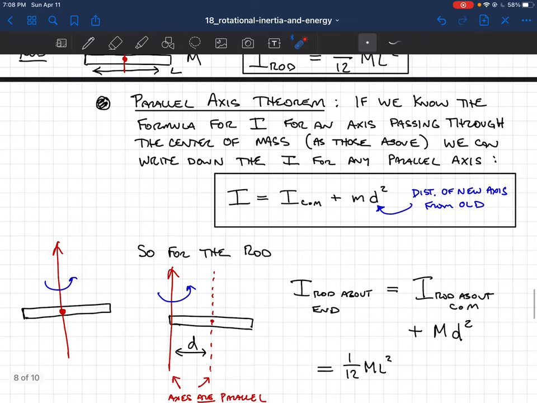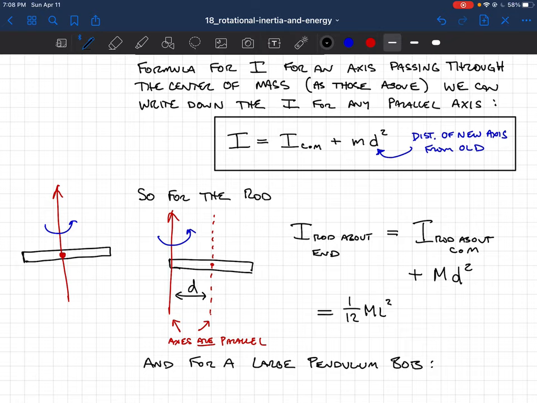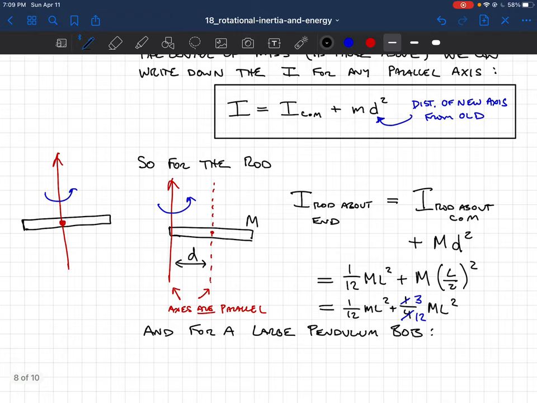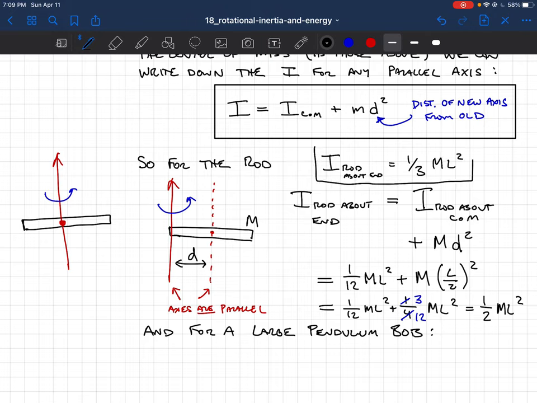That was what we found right here for the rod. But we didn't find it, I just wrote it down. And then we add to it m, the total mass of the rod, times d squared, which is l over 2 squared. So what is that? Well, we have 1/12 ml squared, and then we get ml squared divided by 4, 1/4 ml squared. I can make a common denominator if I just multiply this by 3 over 3. So this is 3/12 there. So we get 4/12 when we add it together, and that's 1/3. So it becomes 1/3 ml squared. So the equation, I of a rod about end, is equal to 1/3 ml squared.